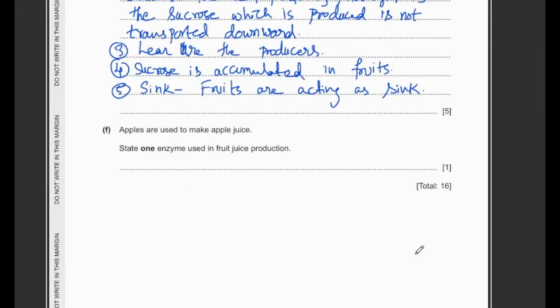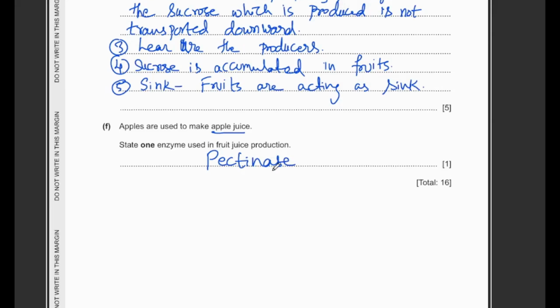Next one, apples are used to make apple juice, and state one enzyme used in fruit juice production. Apples are a very good source of what? Which enzyme? It's pectinase. Biotechnology topic, 21st chapter, the last lesson. Pectinase is used to digest even the cell wall, right? Pectinase is the enzyme.